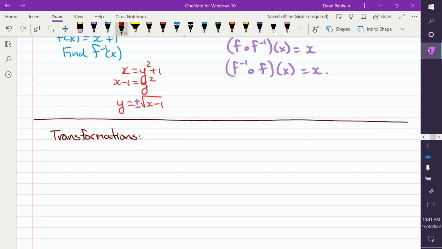What's the big equation for transformations? All right, there we go. Y is equal to a f of b(x minus h) plus k. That's pretty much all of transformations. Okay, so move on. Done.